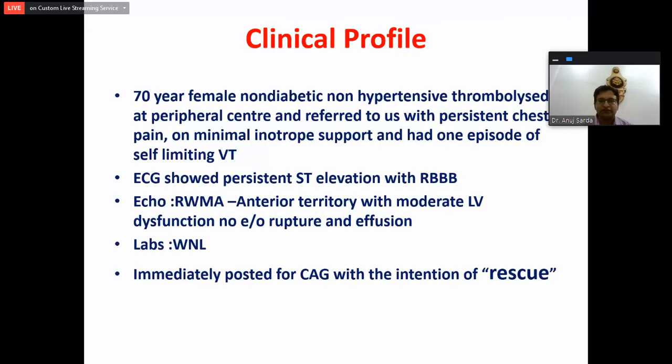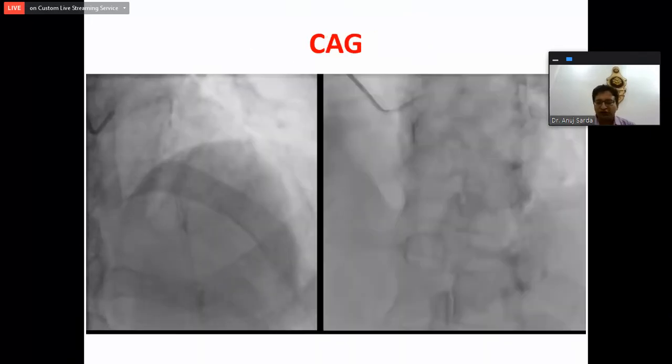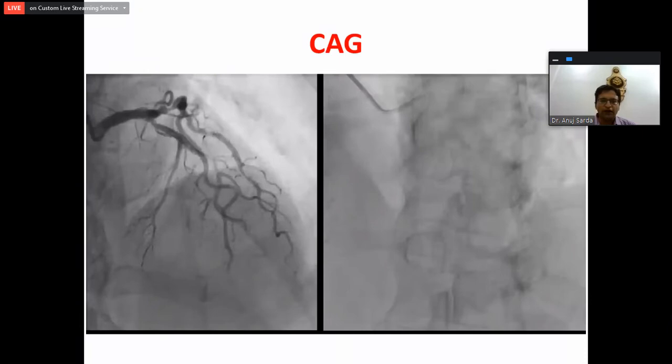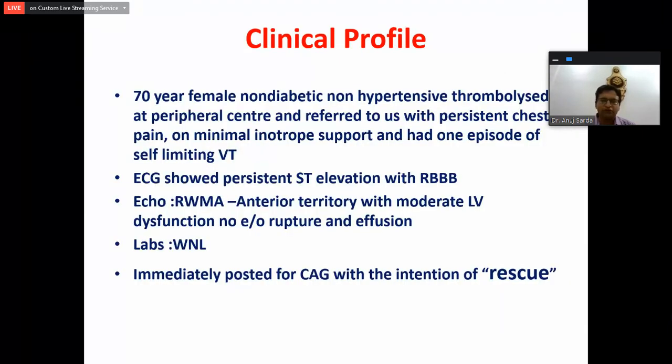A 70-year-old female, non-diabetic, non-hypertensive, recently thrombolysed at a peripheral center and referred to us in a state of persistent chest pain. She was on minimal inotrope support and had one episode of self-limiting VT. ECG showed persistent ST elevation with RBBB, and echo showed anterior territory hypokinesia with moderate LV dysfunction. There was no evidence of rupture or effusion, and labs were within limits, and she was immediately posted for CAG in view of persistent chest pain with the intention of rescue.